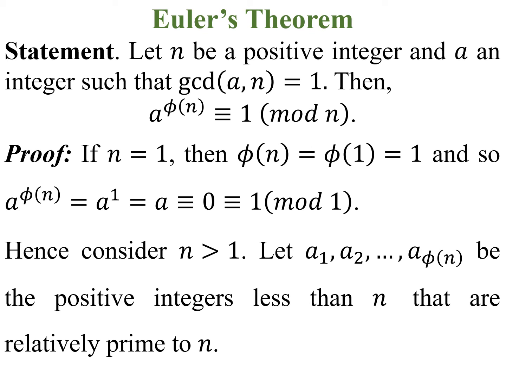These are how many in number? Phi of n in number: first, second, up to the phi of n-th element. These are positive integers less than or equal to n which are relatively prime to n. As n is greater than 1, none of them is equal to n, so we can say these are strictly less than n and relatively prime to n.